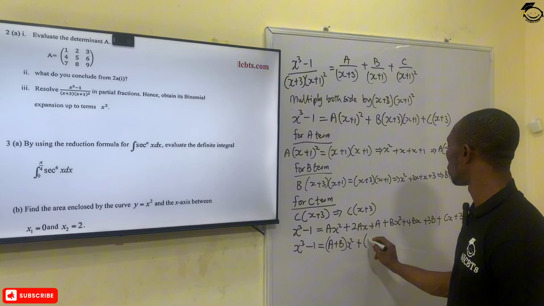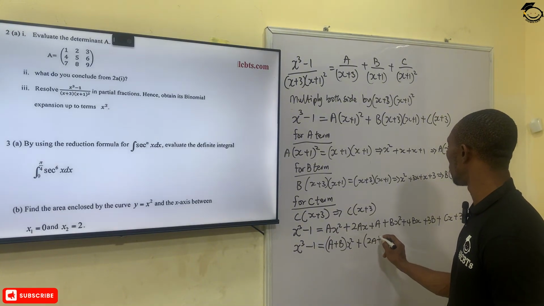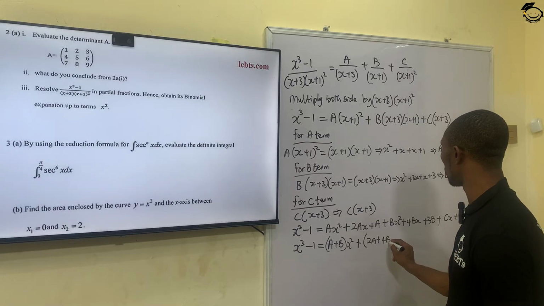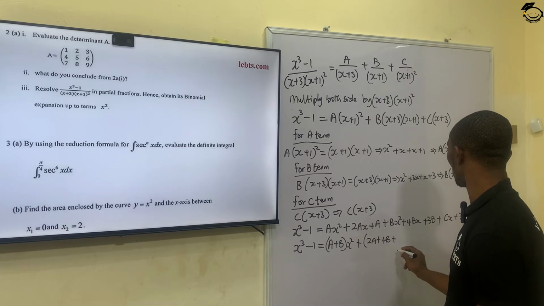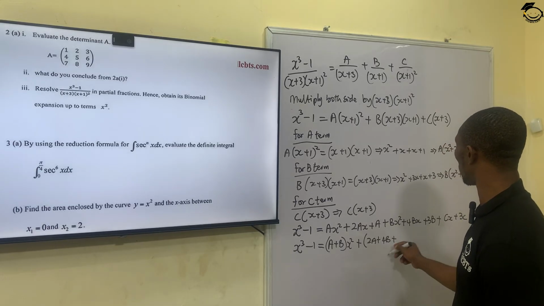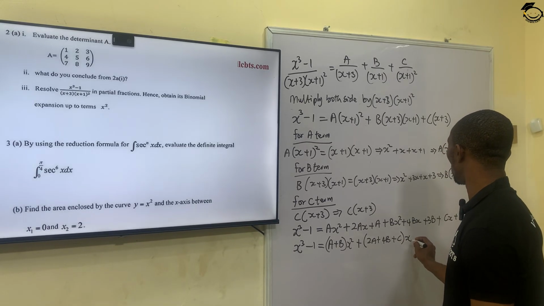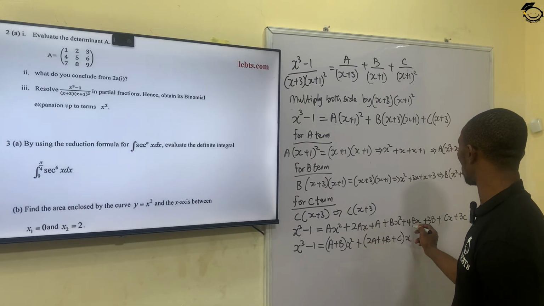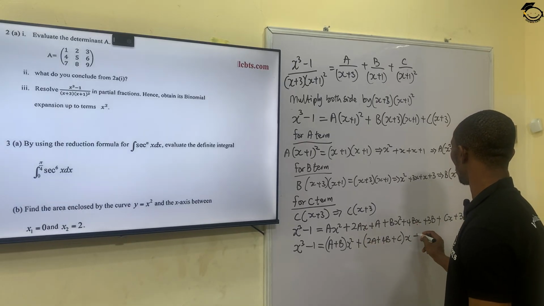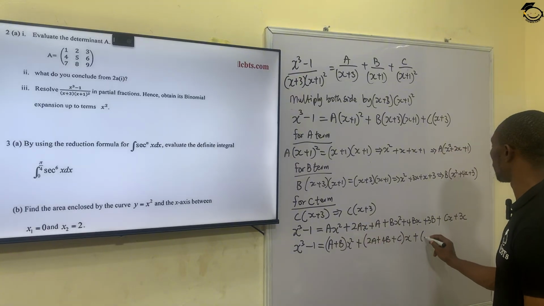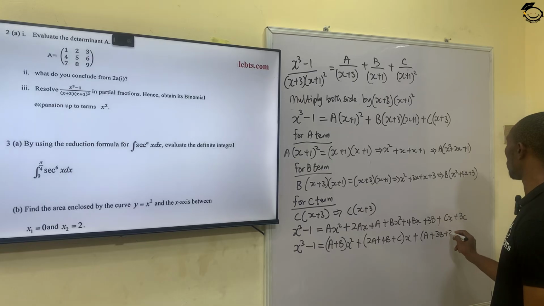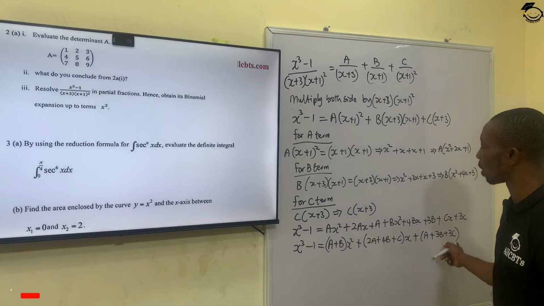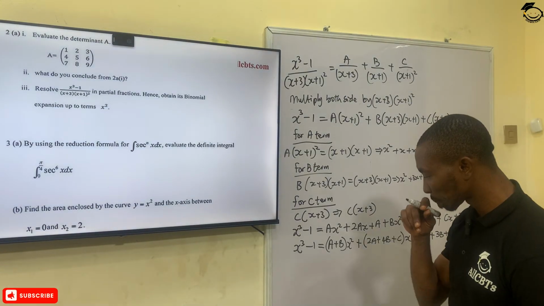plus 2A plus 4B plus C x. So this x, factors of x, and plus we have A plus 3B plus 3C, okay, as a constant.